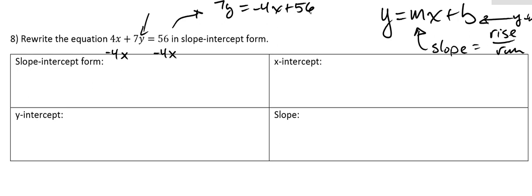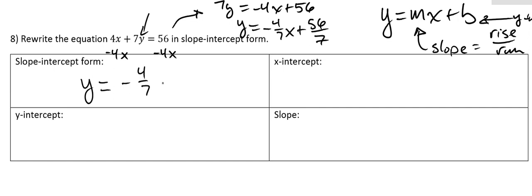The next thing we need to do is divide both sides by 7. So I'm going to divide all my terms by 7. On the left-hand side, 7y divided by 7 produces y. And then negative 4 divided by 7 is negative 4/7 x. And then I'm going to take the 56 and I'm going to divide it by 7 also. 56 divided by 7 is the number 8, so I'm going to simplify that as 8. So in slope-intercept form, this equation is y equals negative 4/7 x plus the number 8.